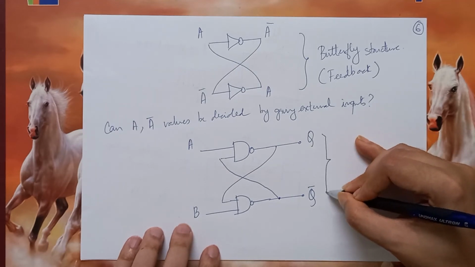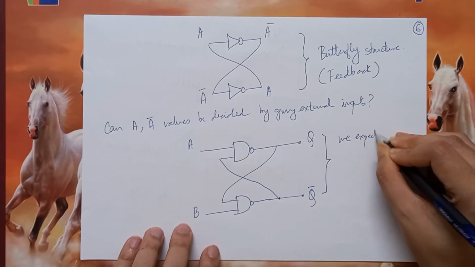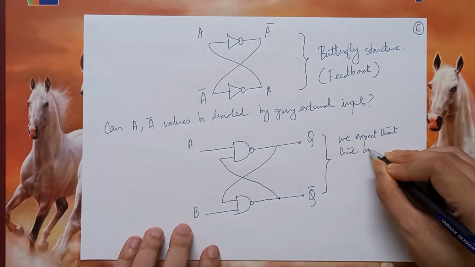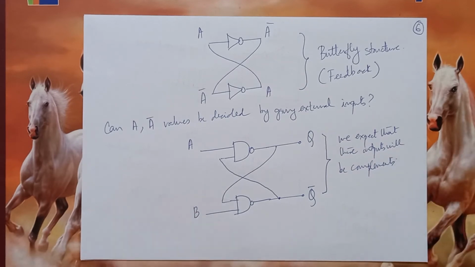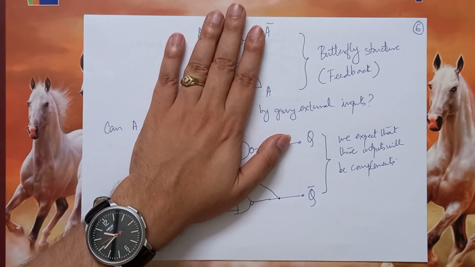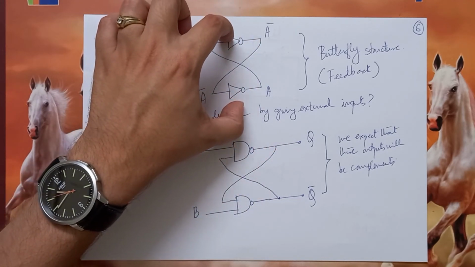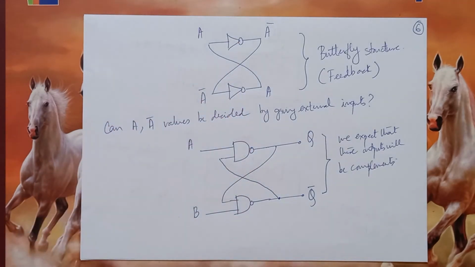So why I'm saying this is because we expect that these outputs will be complements. Now, nothing is guaranteeing this, mind you. Nothing is guaranteeing that actually these should be complements. But we are now just being stubborn and saying that I simply want to take this NOT gate butterfly structure into this circuit where I can have the luxury of giving additional inputs as well as try to achieve the operation where these two values will be complements of each other. So this is something we are hoping for.